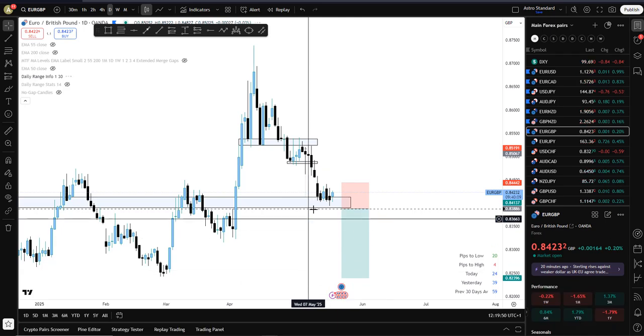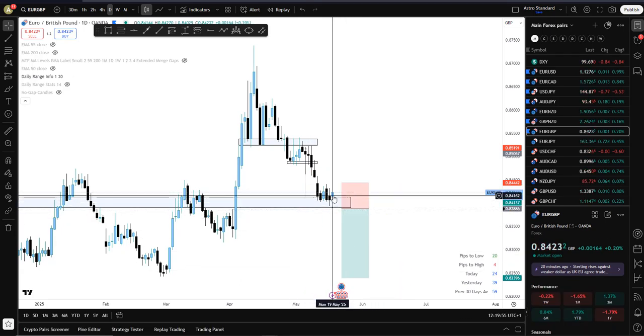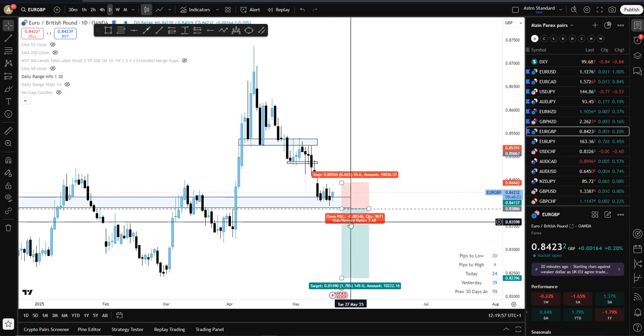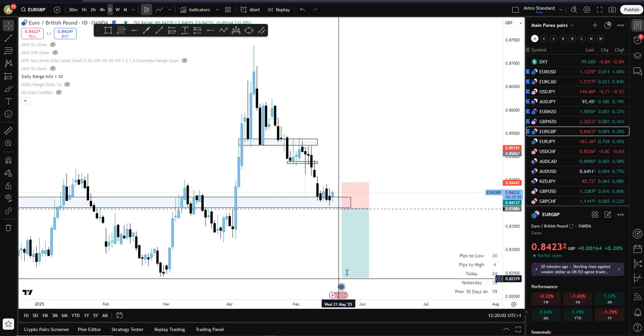And then the euro pound, I'm just waiting for a break and retest of 84. So waiting for a daily candle to close below 84, retest, and then looking to sell it to 82.30.